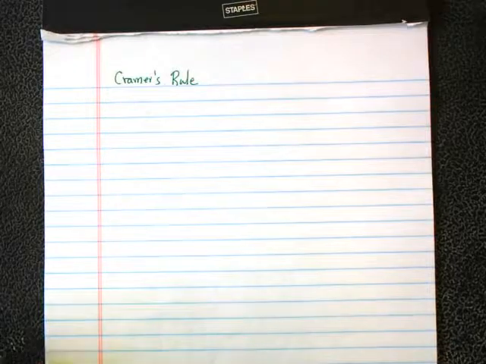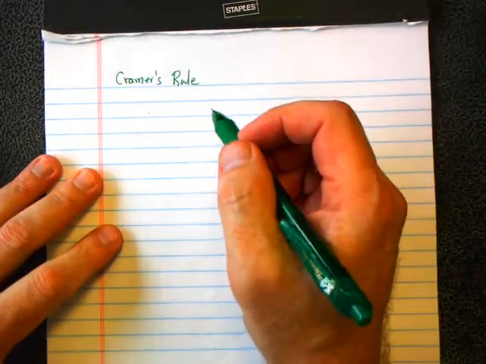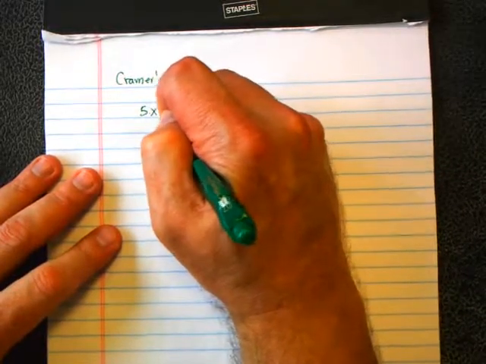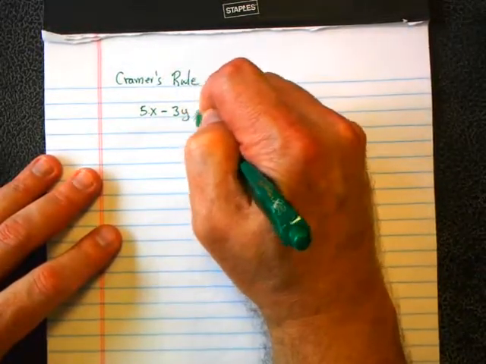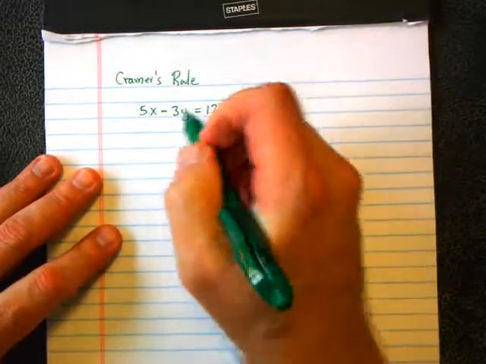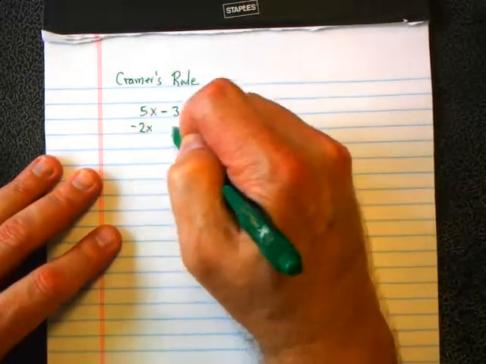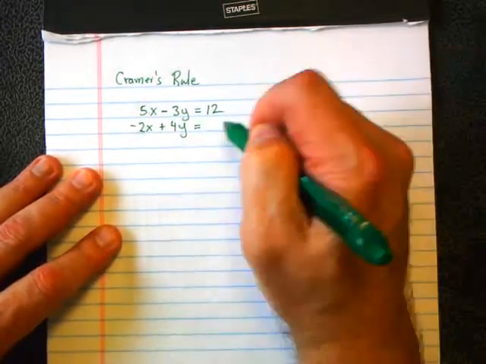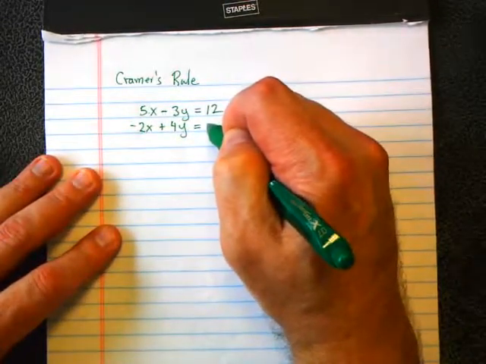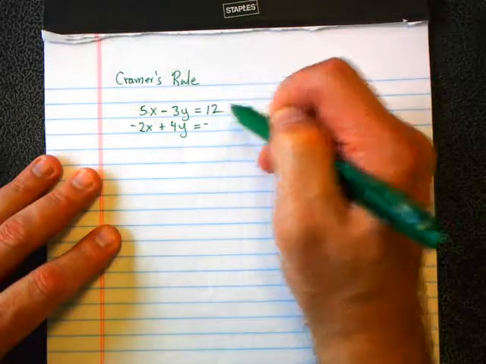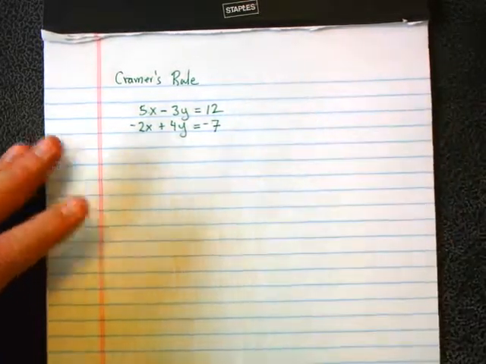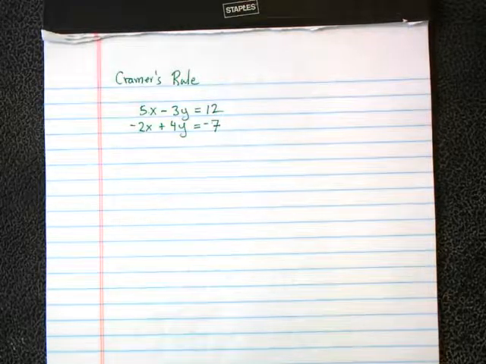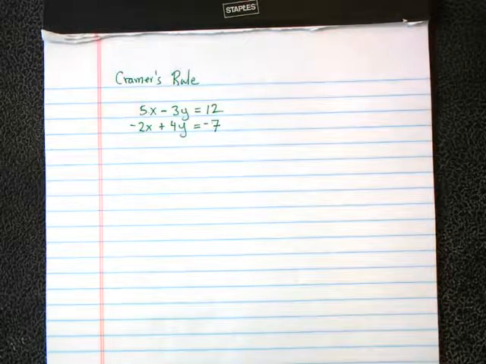Let's say we have a system of equations. And I'll just make up a nice system of equations here. How about 5x minus 3y equals 12, and minus 2x plus 4y is negative 7. Could you solve that system by graphing?